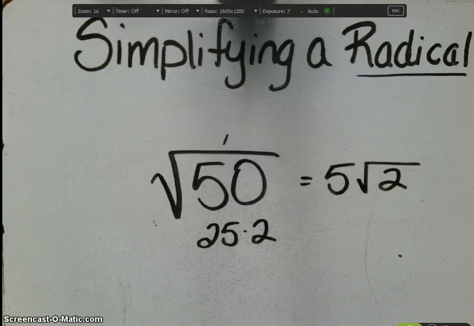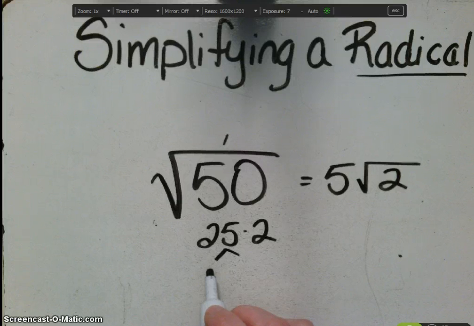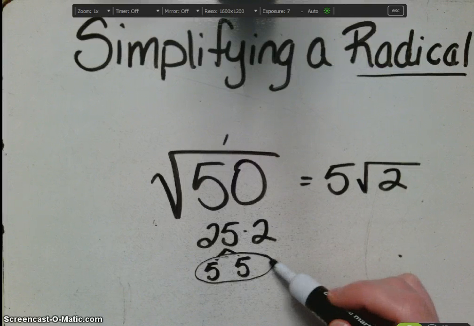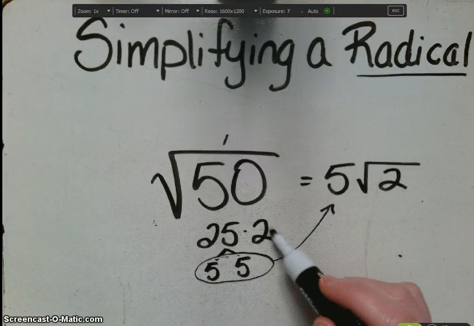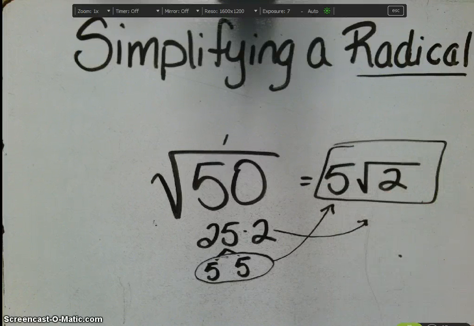If you didn't realize 25 is a perfect square, and obviously I'm talking about some number maybe that isn't as obvious, you would keep breaking down to the prime numbers and then look at them and say, okay, there's a pair of 5s. Anytime you see a pair under the radical, that's going to come out as just one whole number, because 5 times 5 is 25. There's your perfect square. 5 is the square root, and then the 2 is left over under the radical. So this would be my simplified radical, 5 radical 2.